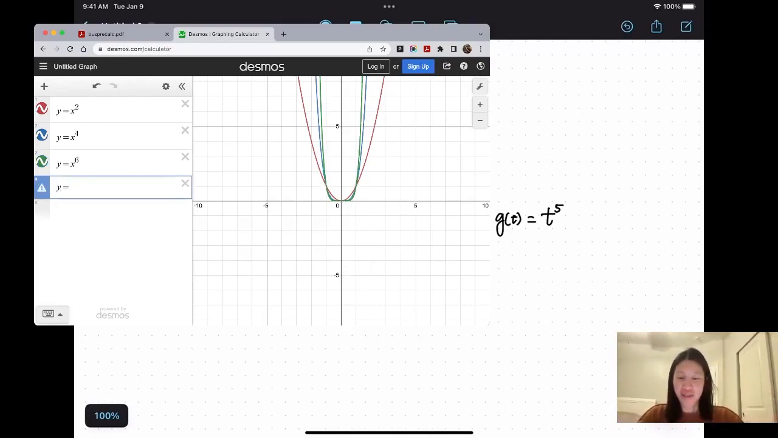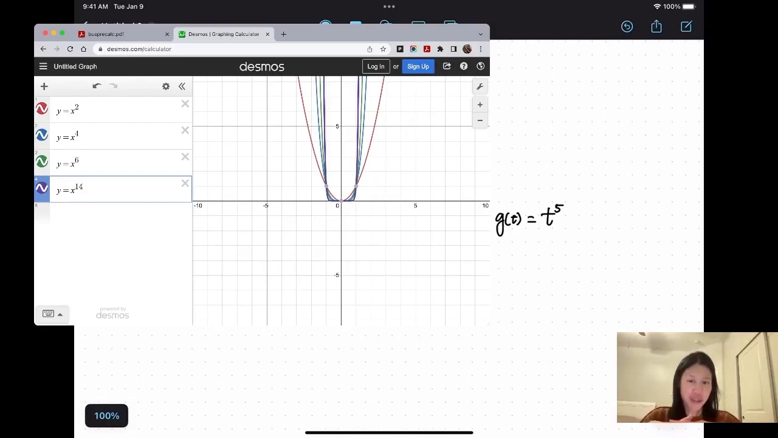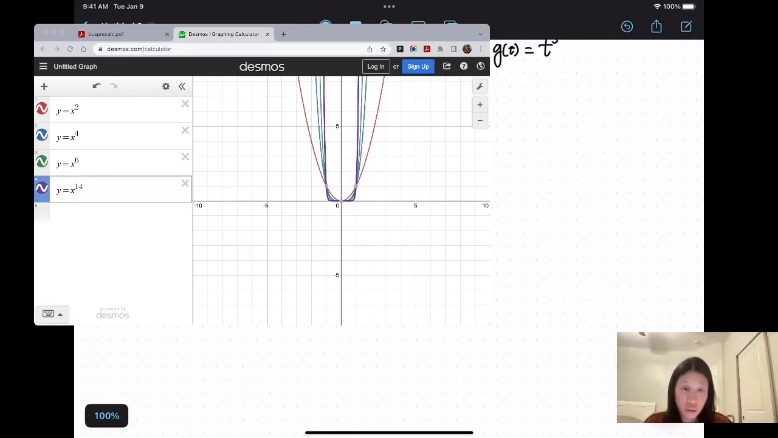So now let's go to a bigger power, such as the 14th power. The purple line represents that function. Also, they look like what? Parabolas, right? So, what do they have in common? In terms of the long-run behavior, that means the functions all look like a U shape.